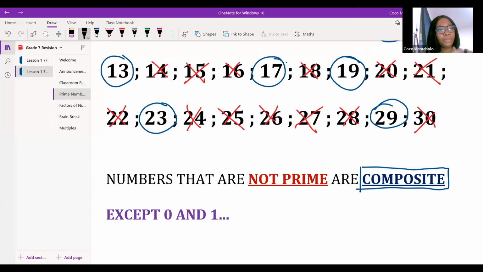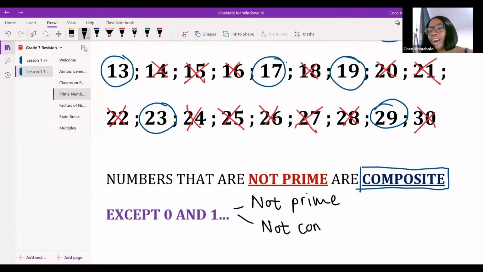and 1. Now, what this means is that 0 and 1 are not prime, and 0 and 1 are also not composite. They are neither of the two. They are not prime and they're not composite. They are just numbers. They do important things, but when it comes to prime and composite numbers, they don't count anyway.